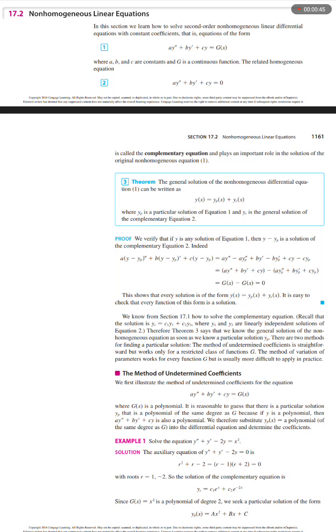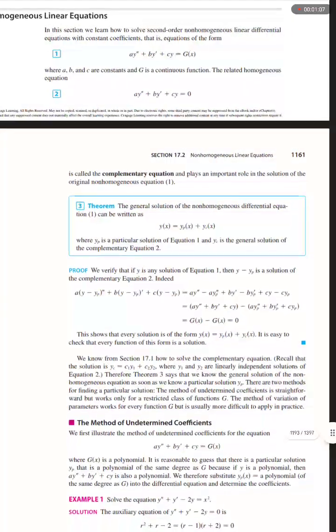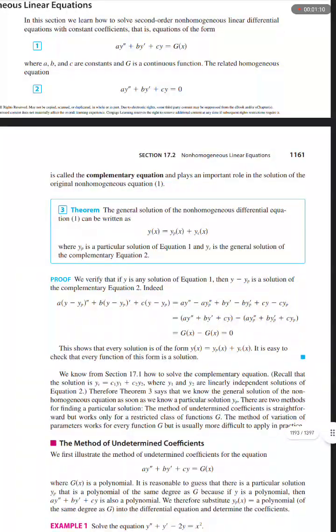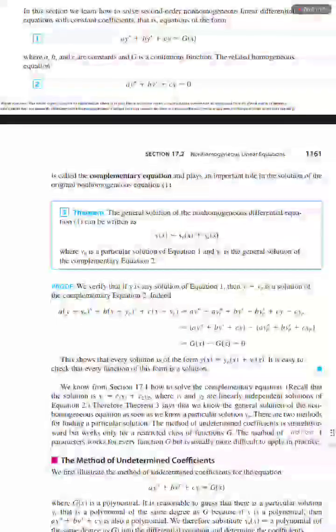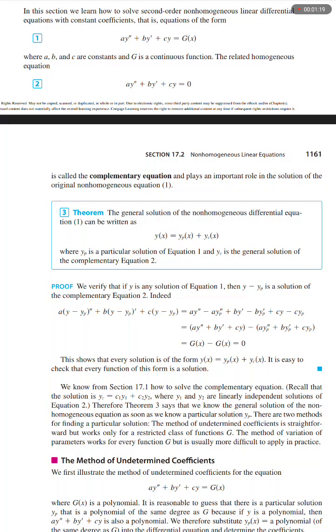The related homogeneous equation, equation 2, a y double prime plus b y prime plus c y equals 0, is called the complementary equation and plays an important role in the solution of the original non-homogeneous equation 1.